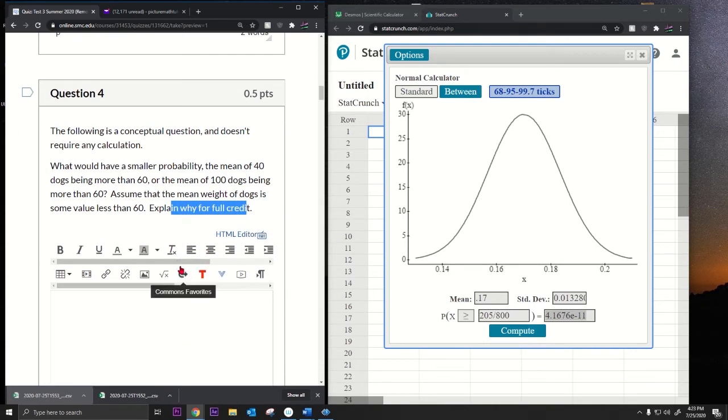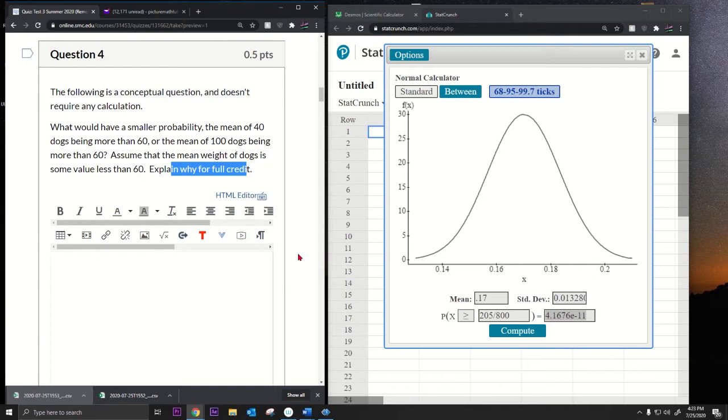So look, here's the idea. I can't really draw this that easily since I'm using the computer, but I'll explain it instead of drawing it. Well, basically the sample size is bigger. 100, think about this. Let me point out that there are 2 sample sizes. The mean of 40 dogs.